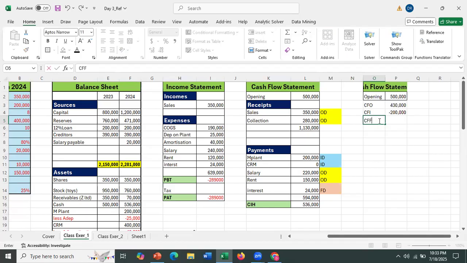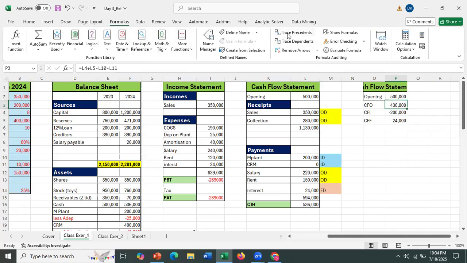And CFF, once again, the company did not raise any cash, any loan or any capital, no inflow, but there is an outflow. The cash in hand at any point of time will be the summation of these. What is the operating decision? Oh, we made a mistake here. It is sales plus collection minus salary minus rent. That is cash from operation.